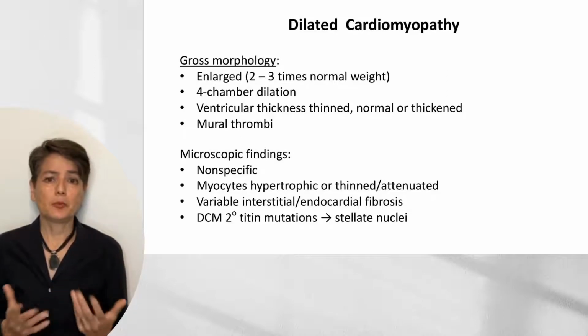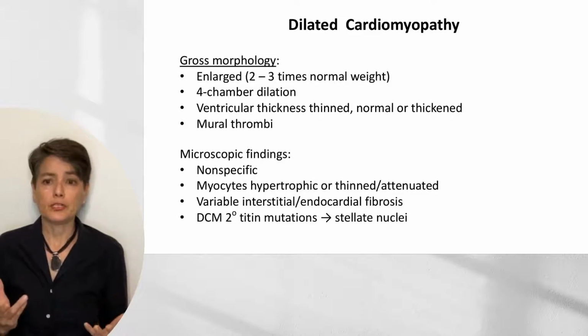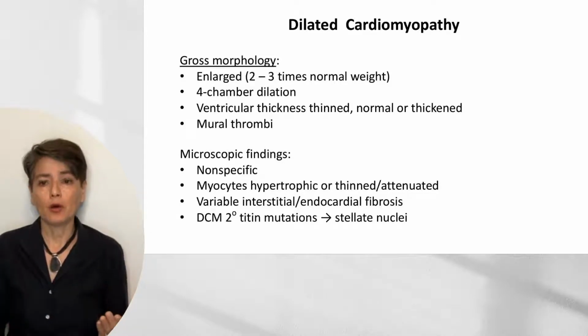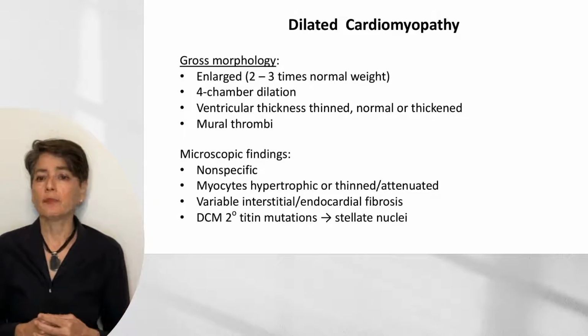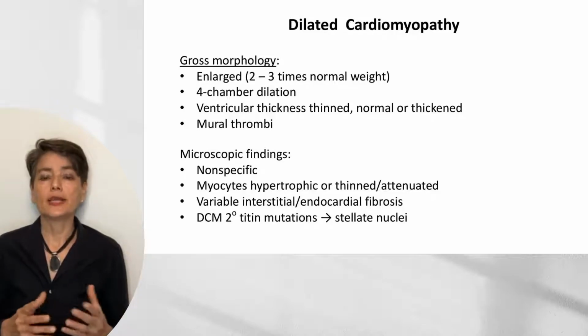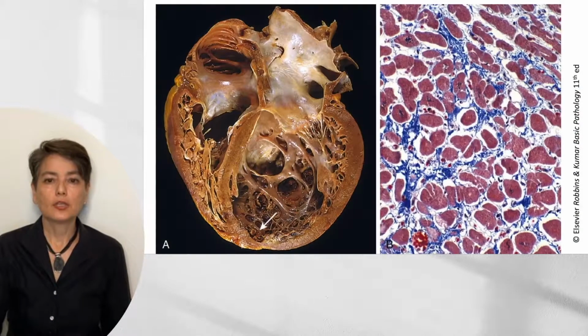Microscopically, the findings are somewhat nonspecific. You can see myocyte hypertrophy, or they may be thinned or attenuated, again, depending on where you are in the progression of the disease. There will be variable interstitial to endocardial fibrosis, and in the dilated cardiomyopathy secondary to titin mutations, you can see stellate nuclei. So let's take a look.